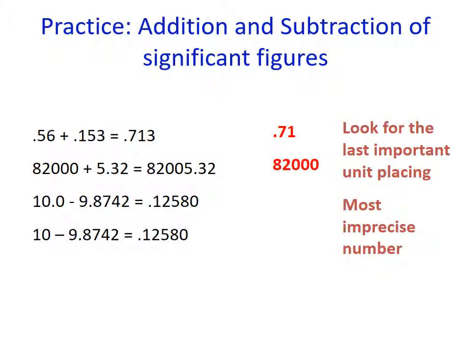And the next, 10.0 minus 9.8742 giving 0.1258. So the most imprecise number there, remembering zeros, is 10.0, so it's going to be 0.1. And finally, 10 minus 9.8742 is going to be 0.1258, but the number of significant figures can only be one significant figure, so 0.1258 rounded to one significant figure is going to be zero. Bit of a fun number that.